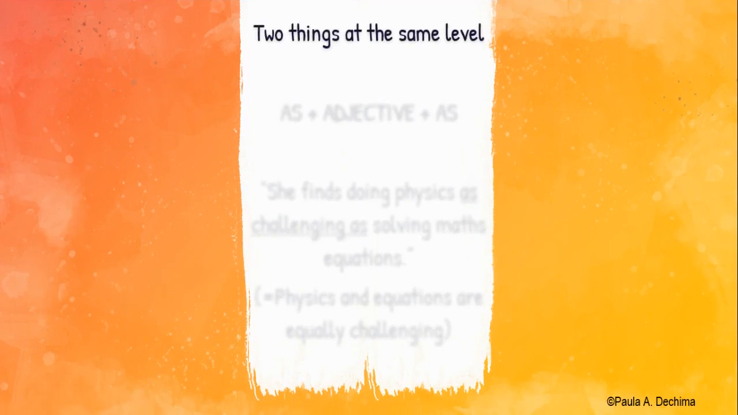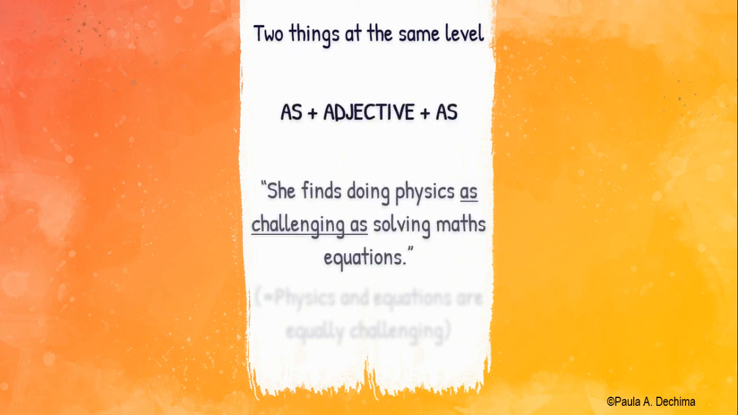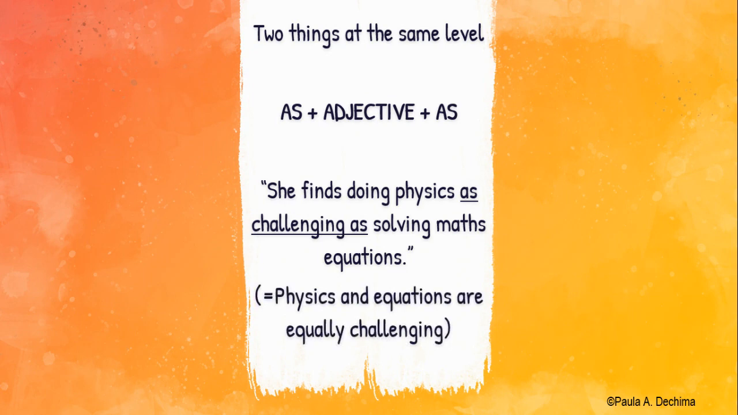To say that two things are at the same level, we use this form: as plus adjective plus as. She finds doing physics as challenging as solving math equations. That is the same as saying physics and equations are equally challenging.